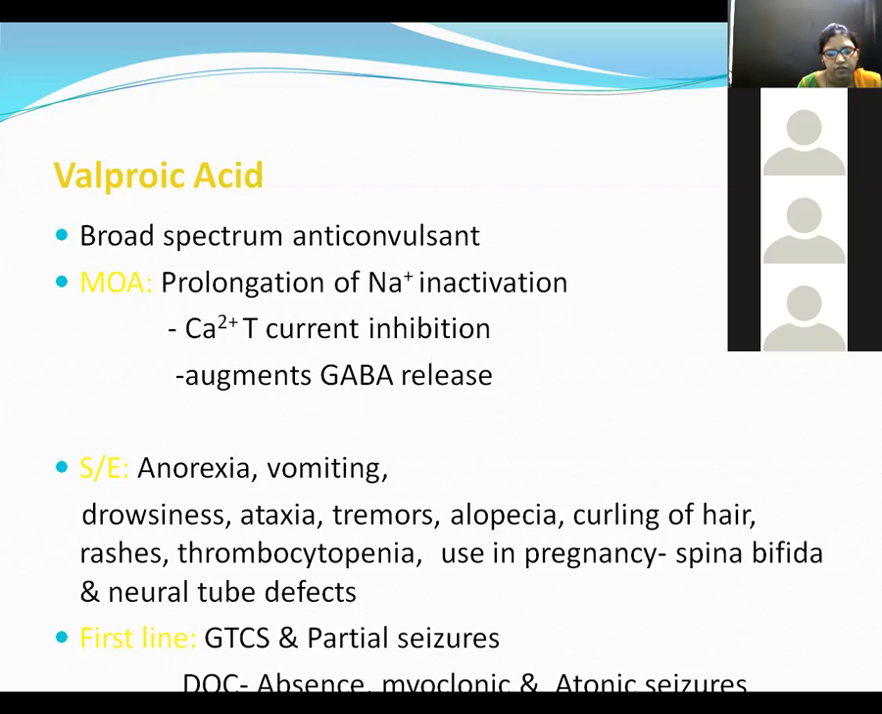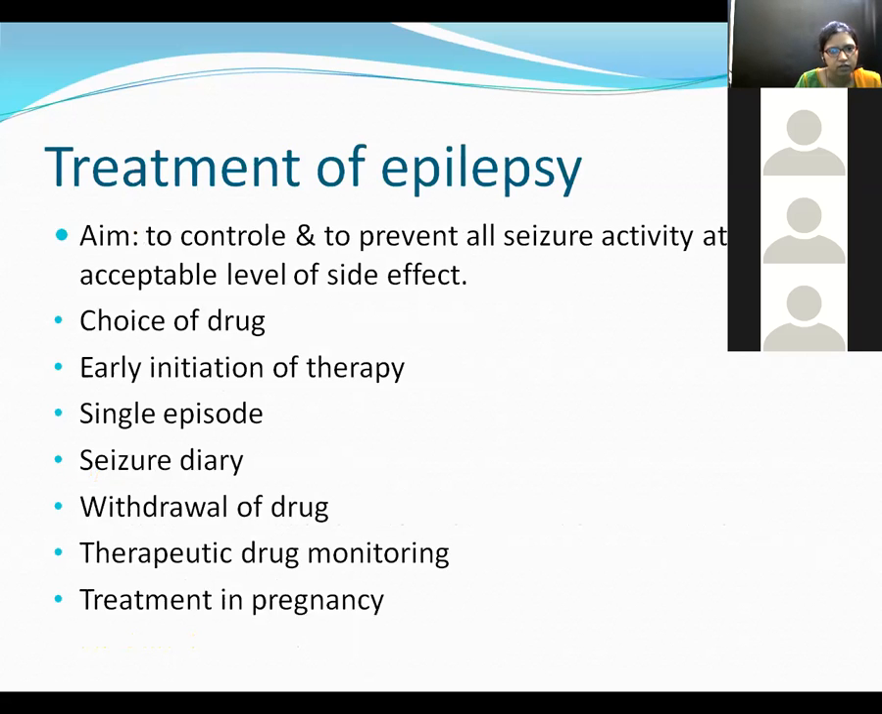Now it is used as a first line drug for generalized tonic-clonic seizure and partial seizure. It is a drug of choice for myoclonic seizure and absence seizure. Tonic seizure and absence seizure साठी valproic acid is a drug of choice. Again, drug of choice question मध्ये valproic acid for absence seizure and tonic seizure you can write down. So that was about the epilepsy, some particular drugs of epilepsy.